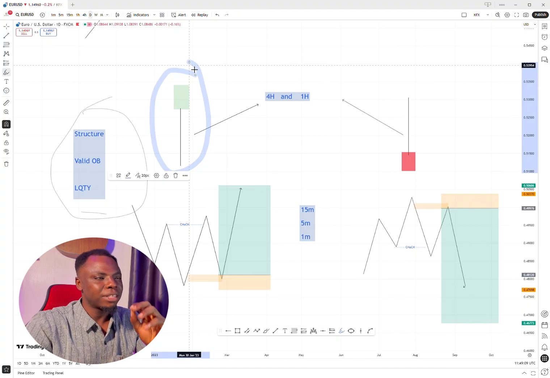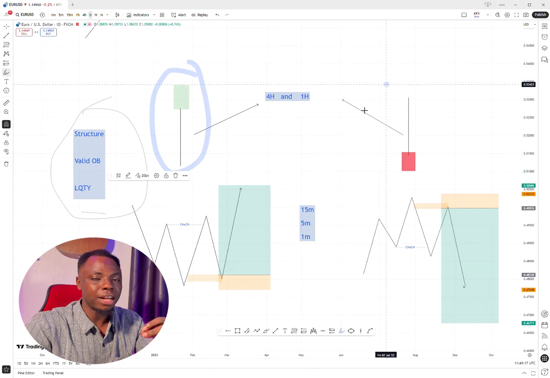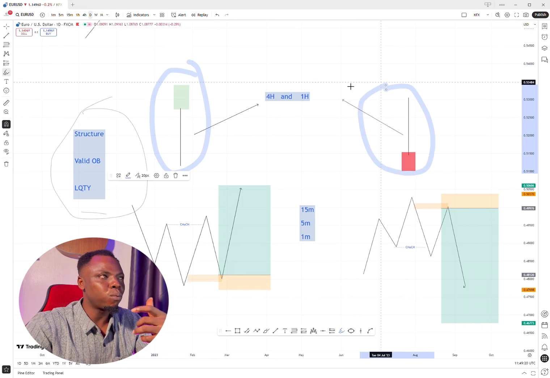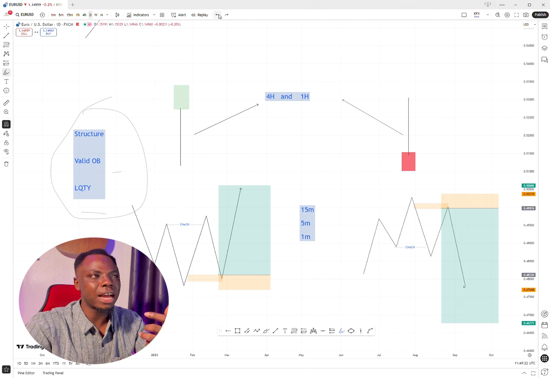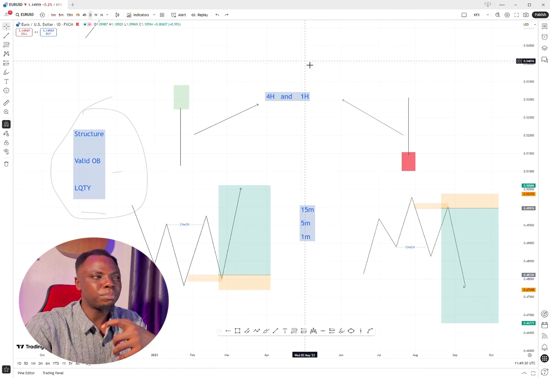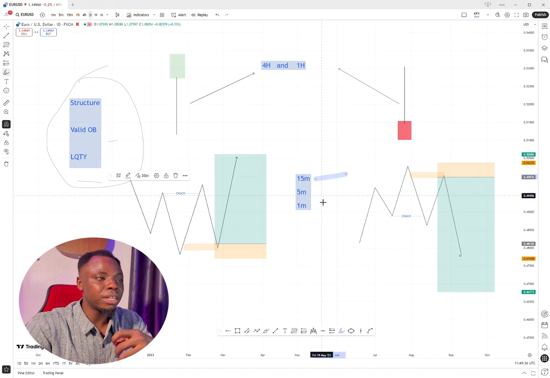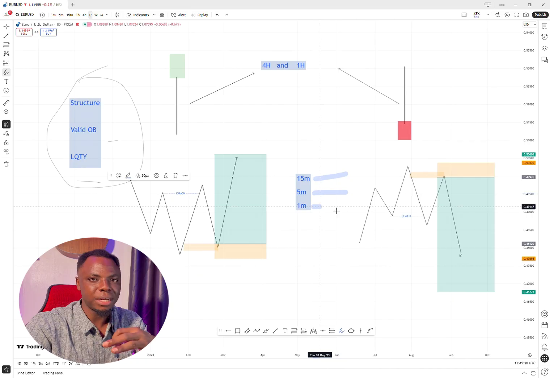So here, take note, I'm looking for a bullish pin bar at my demand level, and I'm looking for a bearish pin bar at my supply level. Now, why am I looking for it? Once those kinds of candles form on the 4 hours or 1 hour, then I will go to a lower time frame. My lower time frame will be 15 minutes, which is what we have here, 5 minutes, or 1 minute. Please, I need you guys to take note of this.